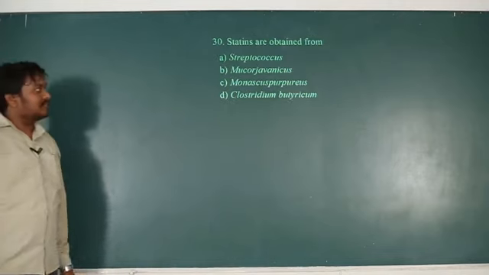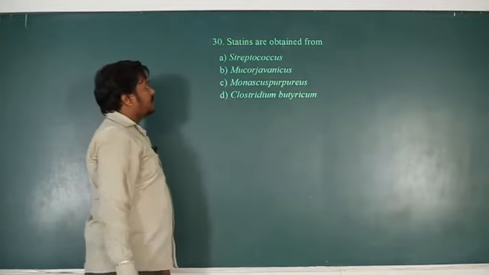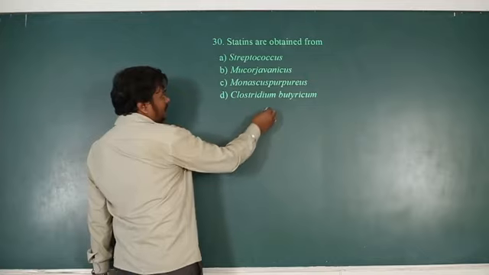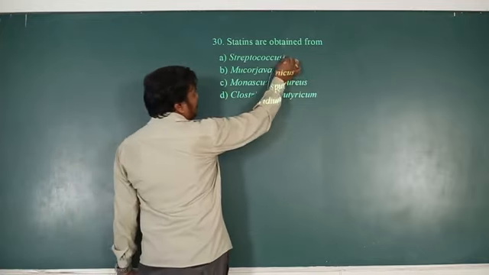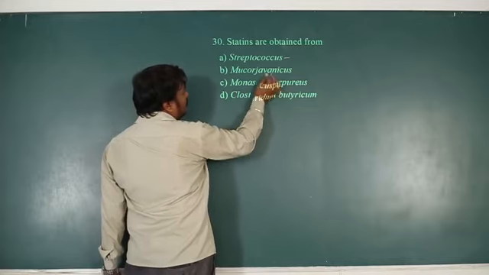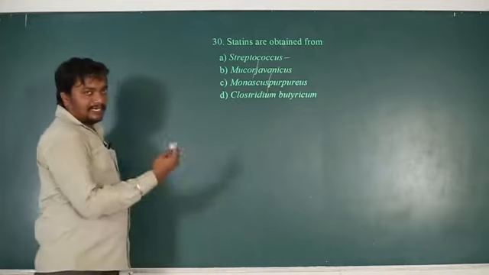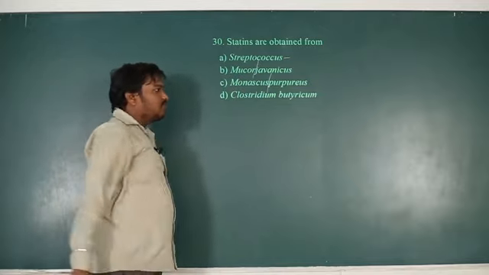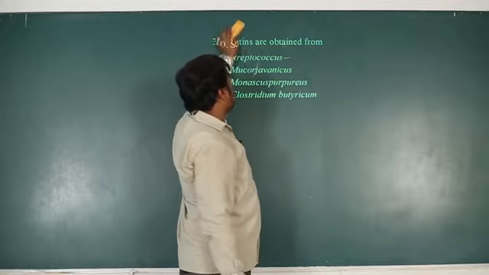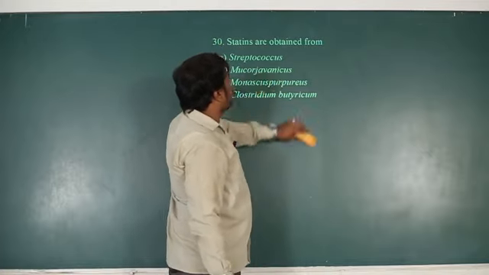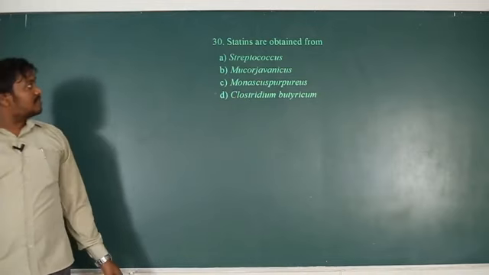The same question, sorry, the repeat. Statins are obtained from Monascus purpureus. Okay, so streptokinase from Streptococcus, Mucor javanicus gives lipase enzyme, Clostridium botulinum causes food poisoning. Then butyric acid is produced from Clostridium butyricum. Okay, so it is Monascus purpureus.